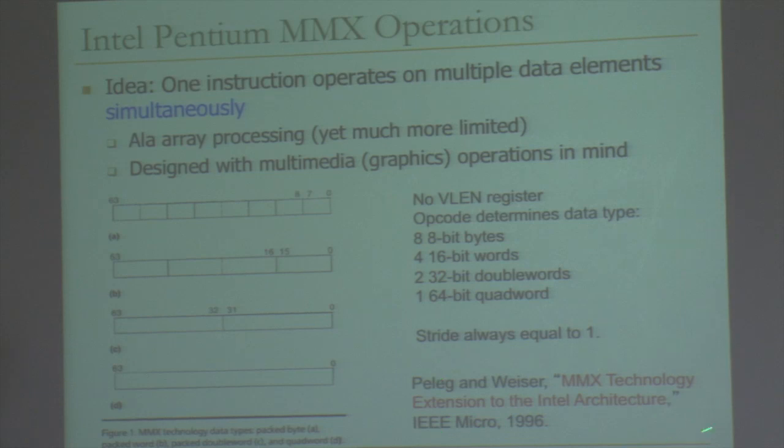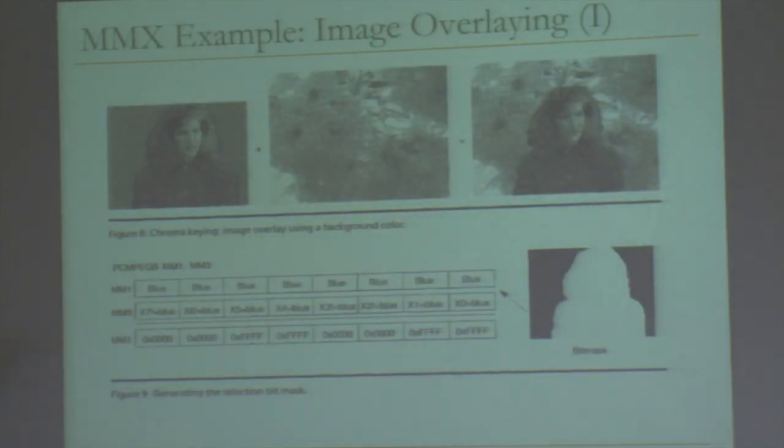This is a very nice paper that discusses the development of MMX technology. A lot of the figures that I'm going to use in the next few slides come from that. And stride is always equal to 1. So if you want to do a vector load, I shouldn't call it a vector load, it's really an MMX load, then your stride needs to be equal to 1. So it doesn't have gather, scatter operations. It's very limited. Let me give you an example of why this is useful.